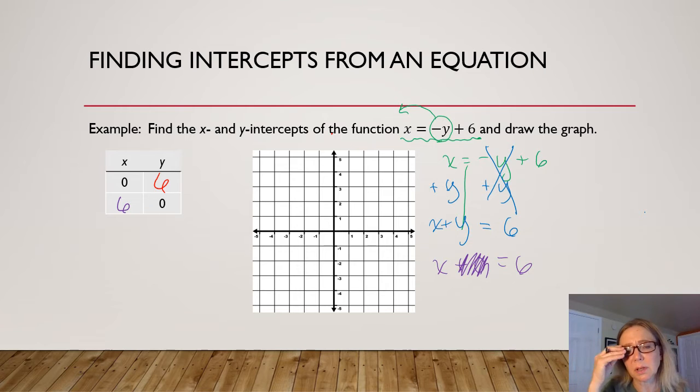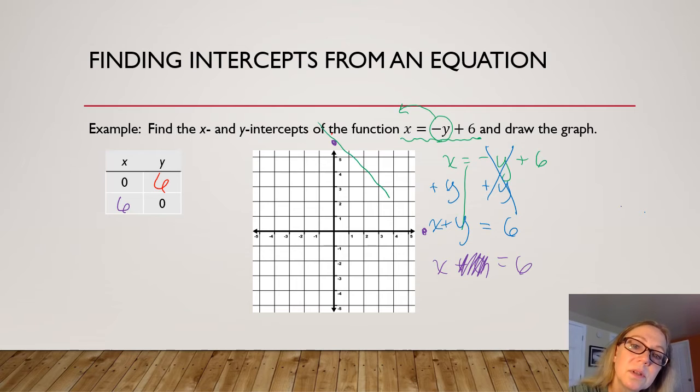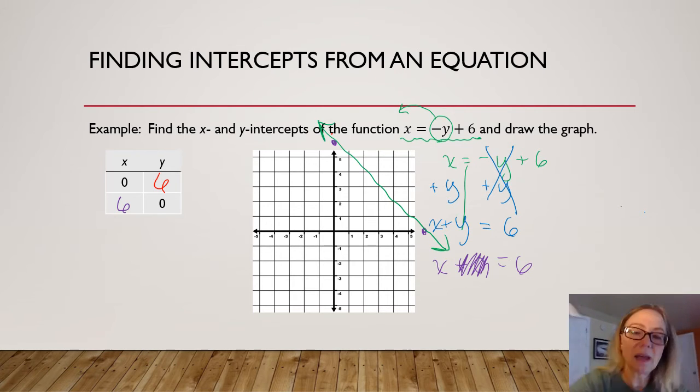Now, my graph paper is a little too small to plot 6's, but it's no big deal. I'm just going to figure out where 6 would be. So x equals 6 is right over here, and y equals 6 is right up here. I'm going to connect those two dots with a straight line, and there's my graph.